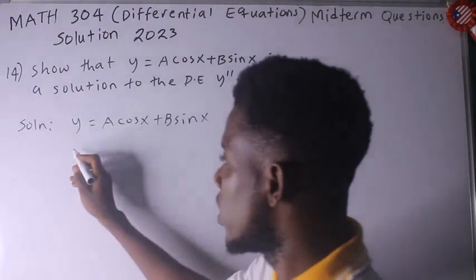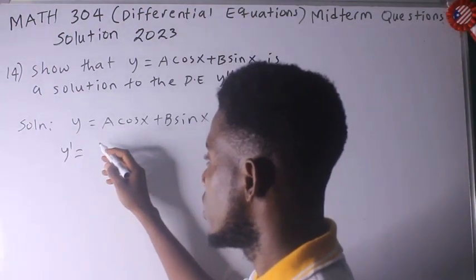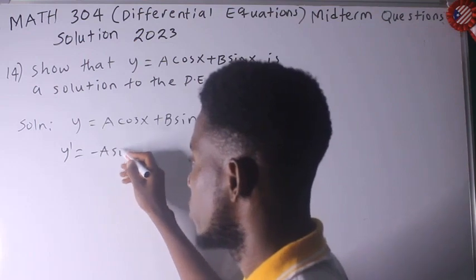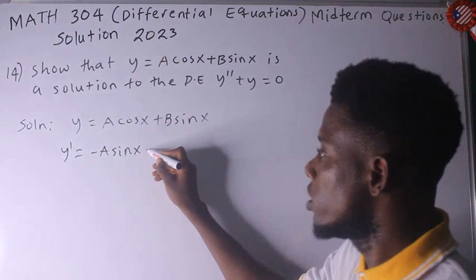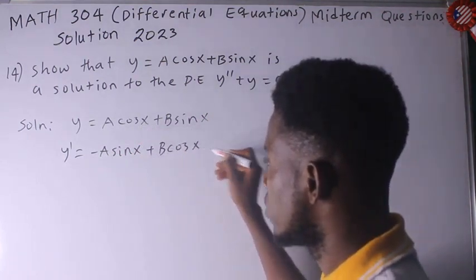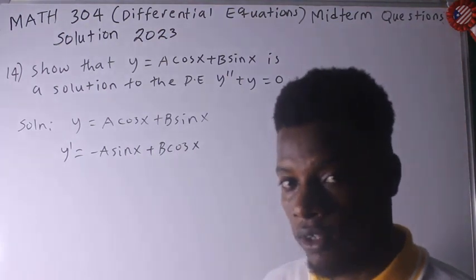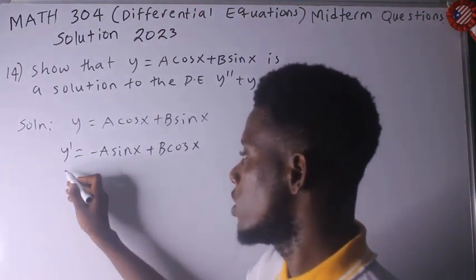So we differentiate the first time. We have y prime is equal to the derivative of a cos x, which is minus a sin x. Remember, the derivative of cos x is negative sin x. Plus, the derivative of b sin x is b cos x. Straightforward. Easy, right? Good. We move on and find the next derivative.